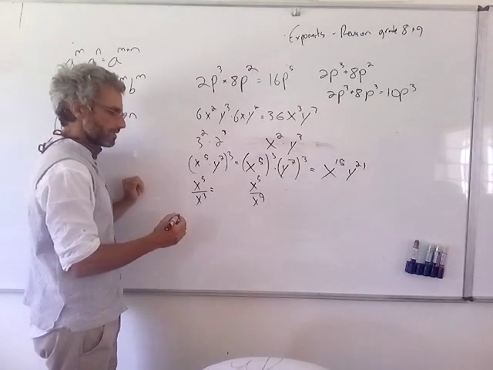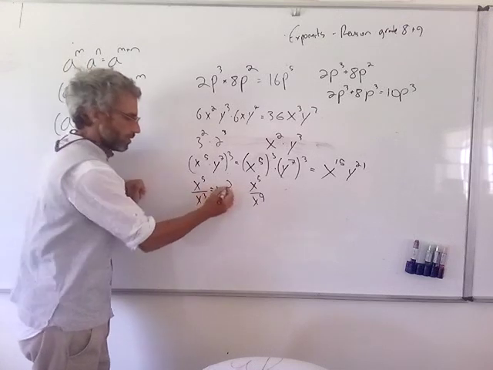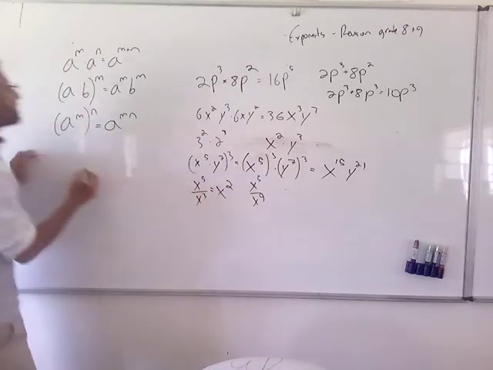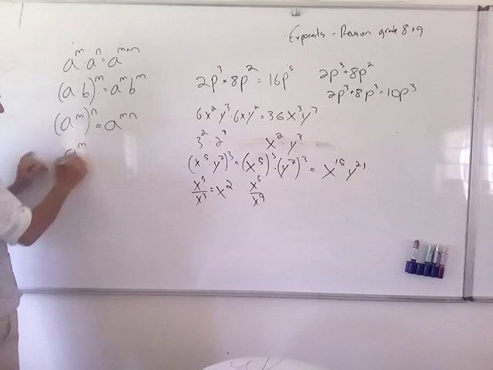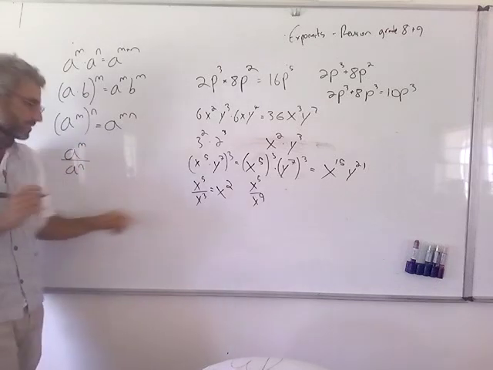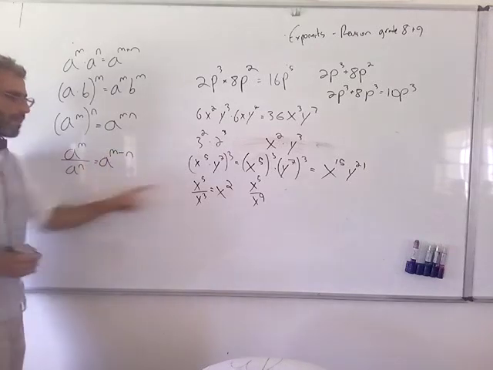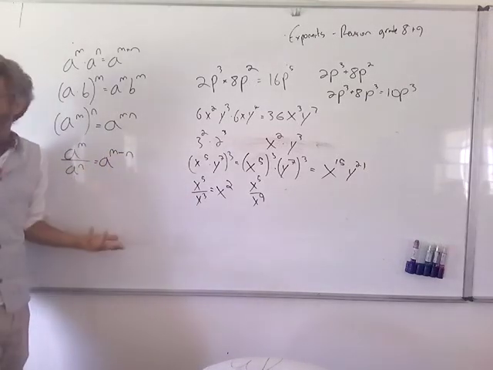What about that? Cross cancel. X to the power of 2. Okay? So why is that? Because the rule is a to the power of m divided by a to the power of n. It only works if it's the same base. Okay? It's going to be a to the power of m minus n. We're minusing there because it is cross cancel.